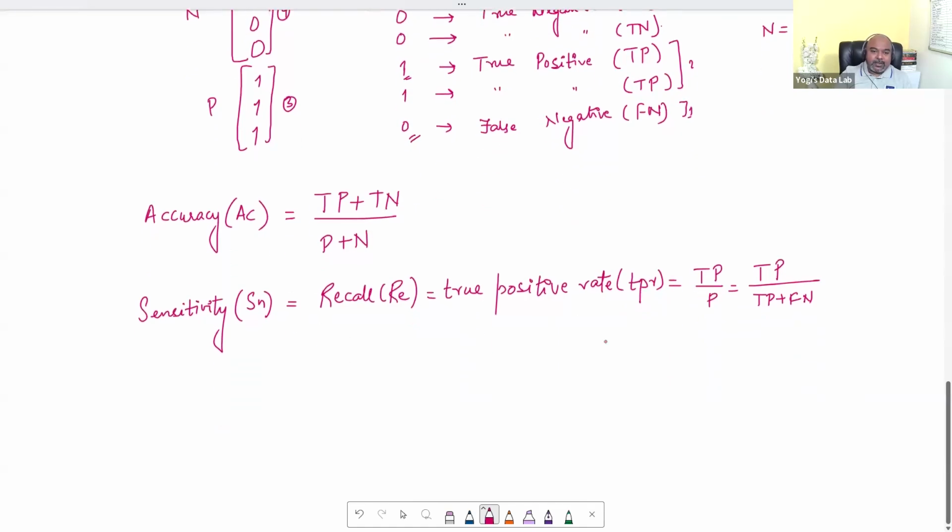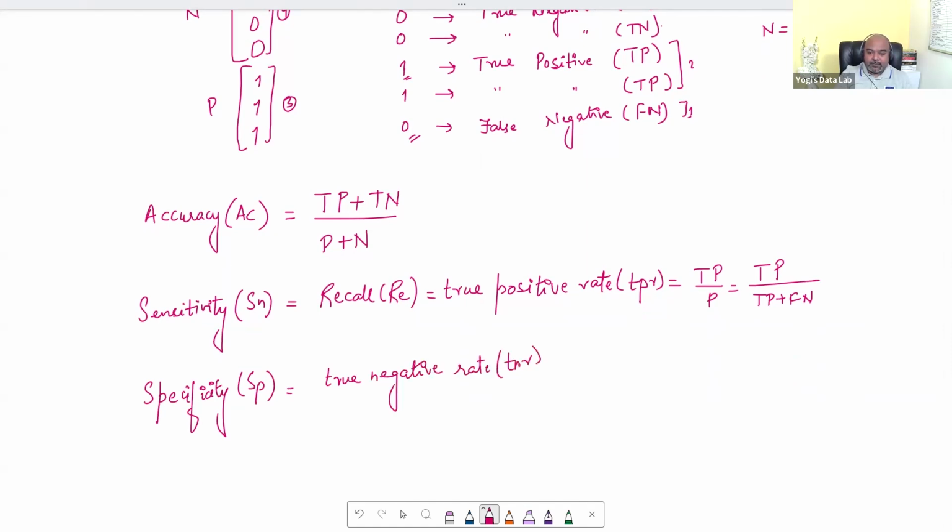The next term that you will come across is specificity. It is denoted by Sp. It is also known as true negative rate or TNR, and it is given by TN by N, which is TN divided by TN plus FP.